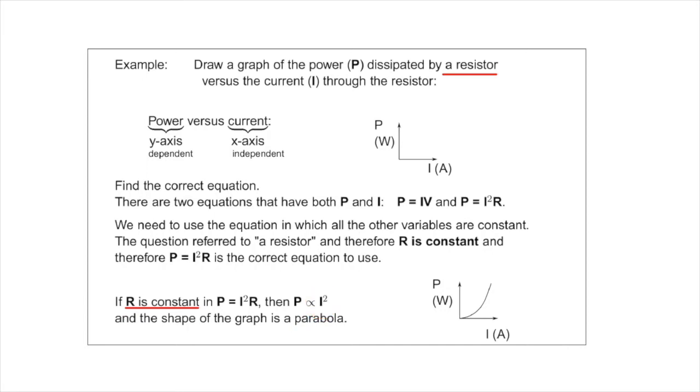We will soon learn that I squared will give you a parabola. So here we have a parabola because the relationship between P and I is that P is directly proportional to I squared. It's very important that we know the different shapes, so let's look at them.